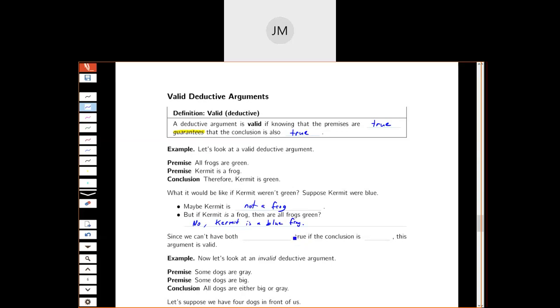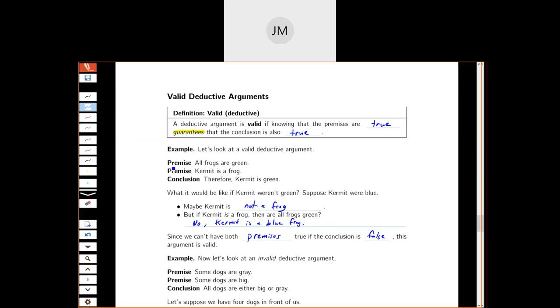And in this case, if Kermit were a blue frog, then "all frogs are green" would not be true, right? And then we can't have both the premises true. So if we think about what it takes to make the conclusion false, I'd have to make one of these premises not true. We can't have both the premises true and the conclusion false. So since we can't have both premises true and the conclusion false, this argument is valid.